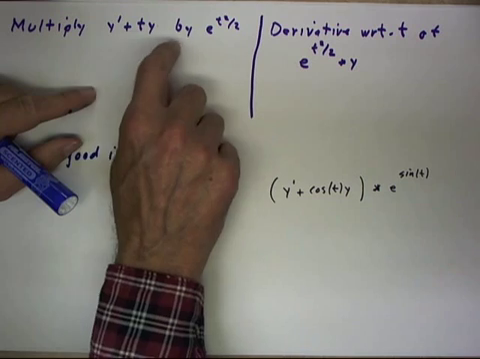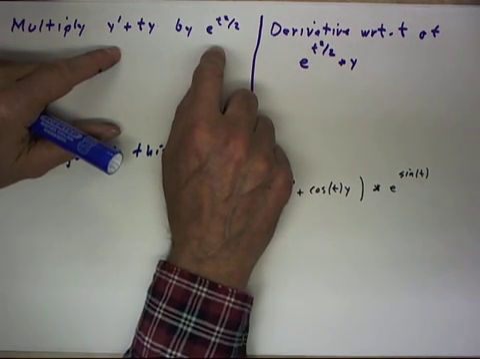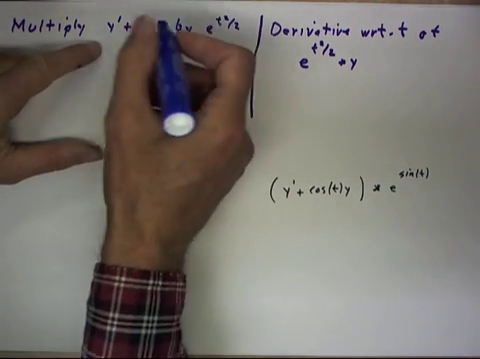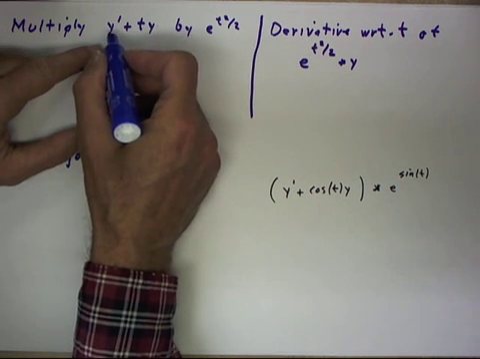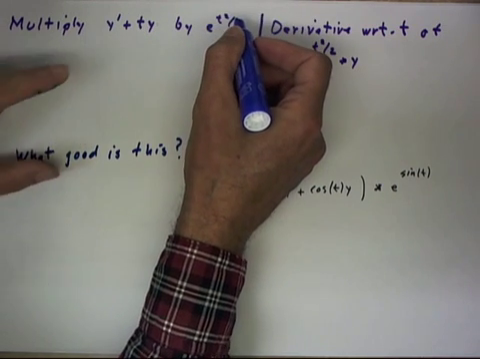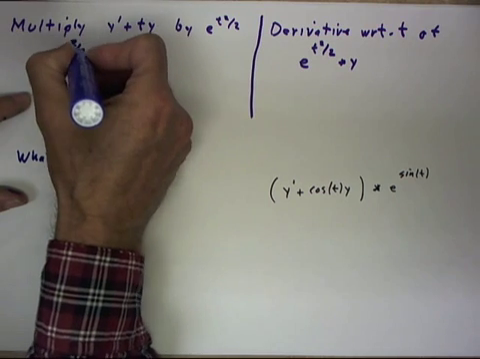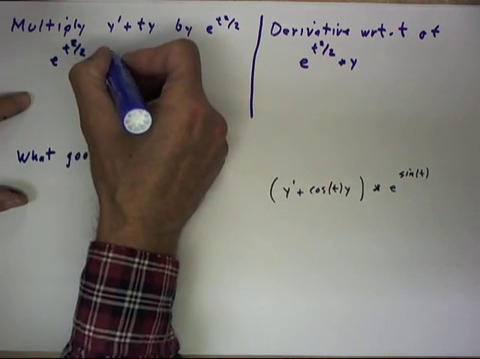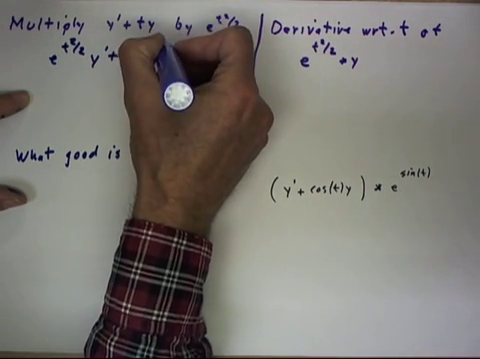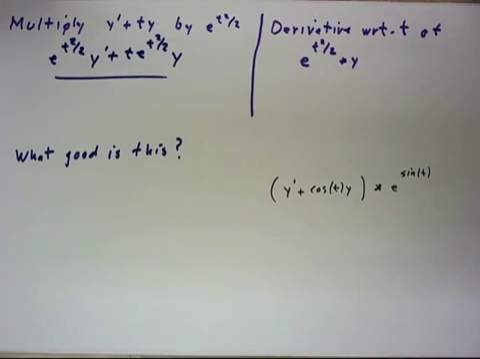You won't understand at first why we're doing what we're doing, but this is going to lead to an equation of non-homogeneous first-order linear equations. Don't need to see the connection now. Let's just do what it says. Let's multiply y prime plus ty by e to the t squared over 2. Well, we get e to the t squared over 2 y prime plus t e to the t squared over 2 times y. Very straightforward.